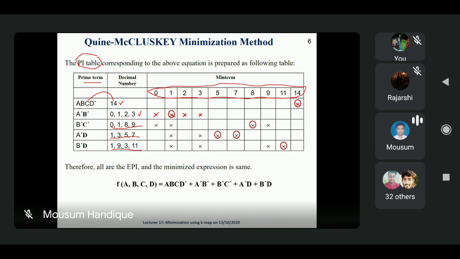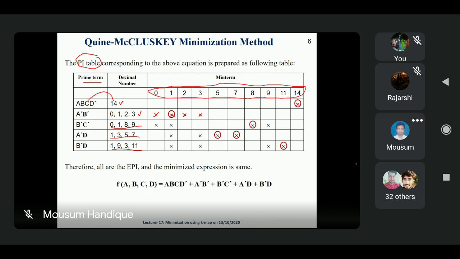Next one is what? 0, 1, 8, 9. So 0 is cross, 1 is cross, 8 is cross, and 9 is cross. 1, 3, 5, 7: 1 is cross, 3 is cross, 5 is cross, and 7 is cross. Then the last term is what? 1, 3, 9, 11. So 1 is cross, 3 is cross, 9 is cross, 11 is cross. Now, when we have assigned all the crosses corresponding to the decimal numbers, see how we can check.